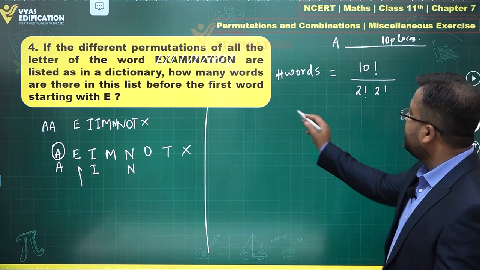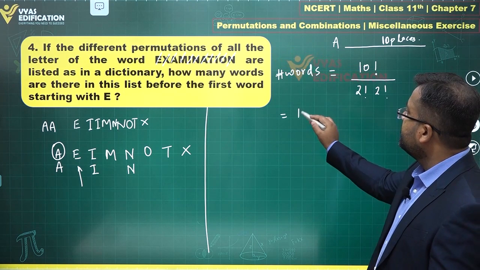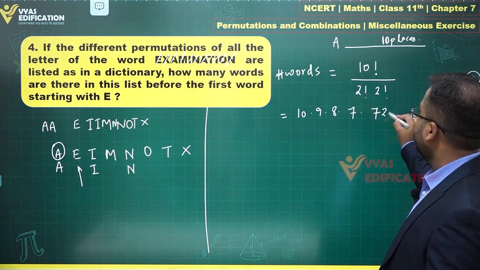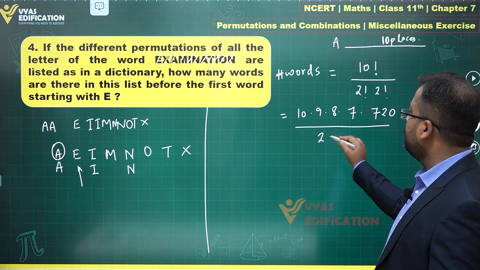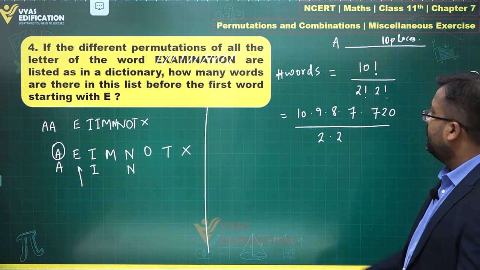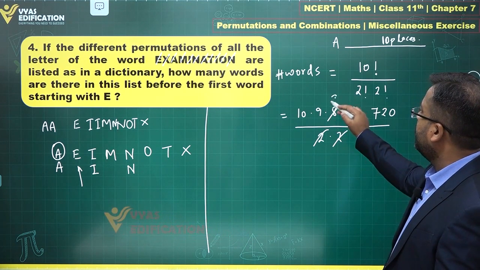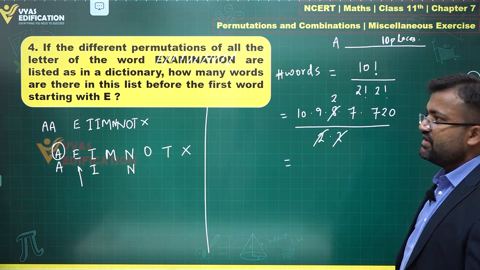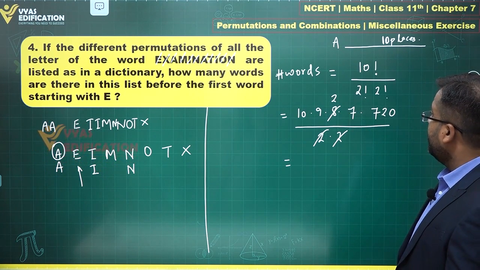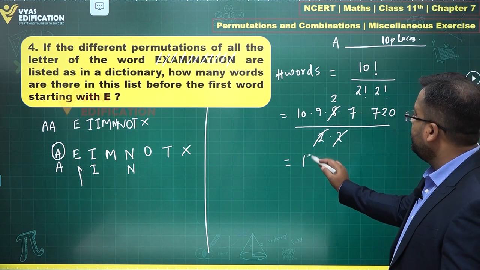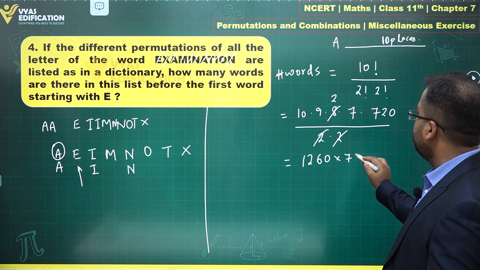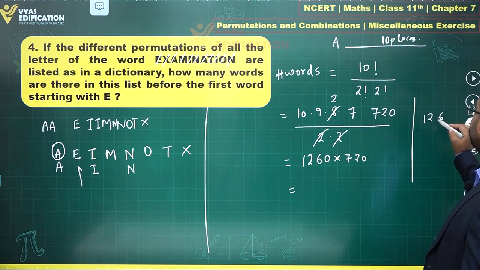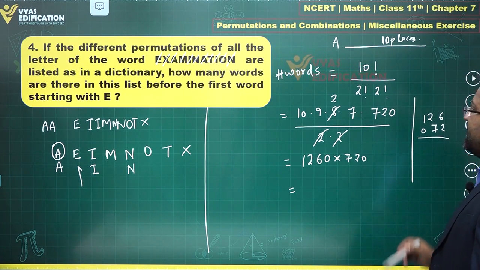Let's calculate this value. This is 10, 9, 8, 7 and 6 factorial is 720, which I remember. 2 times 2 is 4, and this cancels over here. 9 times 7 is 63, times 2 is 126. So 1260 times 720 is what I need. Let's multiply 126 and 72 together.